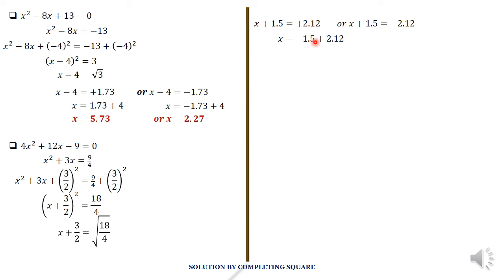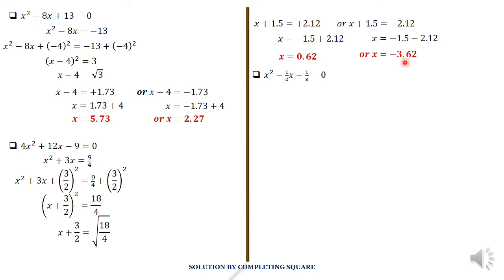Now we move on. Using the first case here, take the 1.5 to the other side, it becomes negative, and simplifying that gives us x is 0.62, or using the other case, x is equal to negative 1.5. When it has crossed the other side, you subtract 2.12, the answer becomes negative 3.62. And there we have two answers for the value of x.